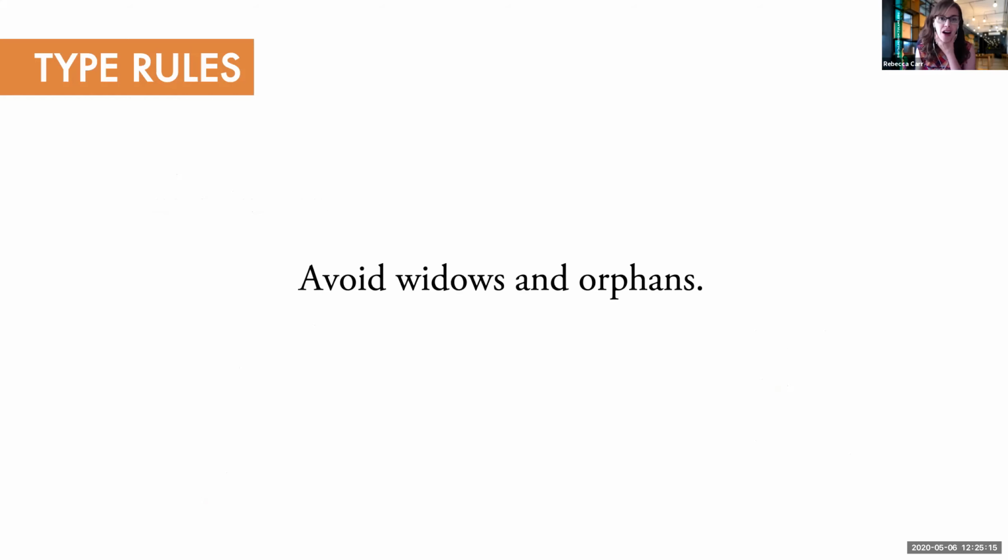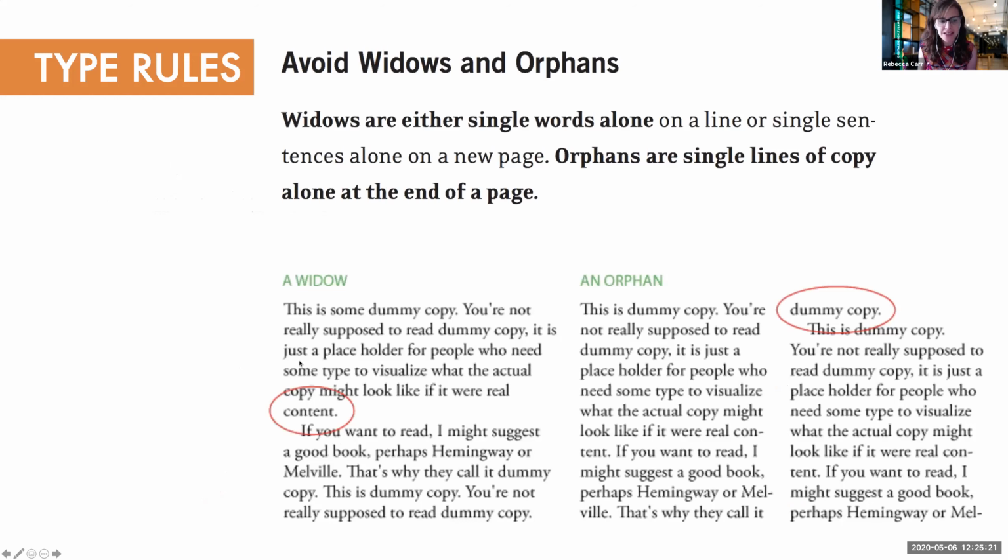Okay, avoid widows and orphans. And this may be a term that you haven't heard before. And sometimes they're interchanged, but basically a widow is one little word that's left behind at the end of a paragraph, right? So think of it as if it was 2 words, it would be a couple, and that's okay. 1 word is a widow left all by themselves. And this just doesn't really look as good.